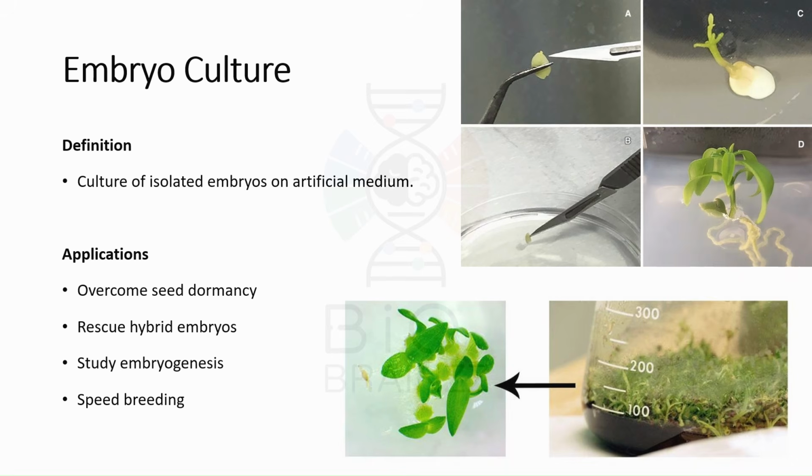In such crosses, the embryo may start developing but fails to mature inside the seed because the endosperm does not support it adequately. By accessing the young embryo and culturing it in vitro, scientists can rescue the hybrid, hence the term embryo rescue. Embryo culture is also used to speed up breeding cycles and to study the stages of embryogenesis under controlled conditions. CUET-PG frequently includes questions like: embryo rescue is achieved by which technique? Correct answer is embryo culture.